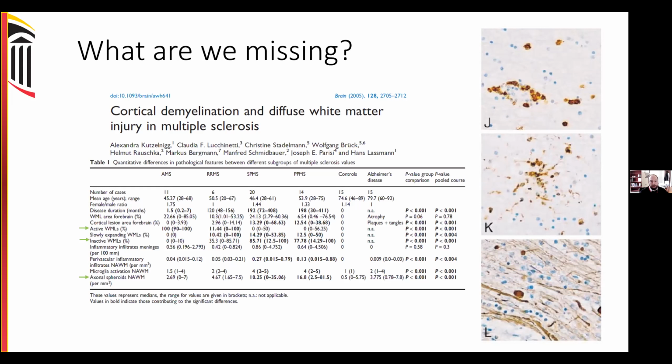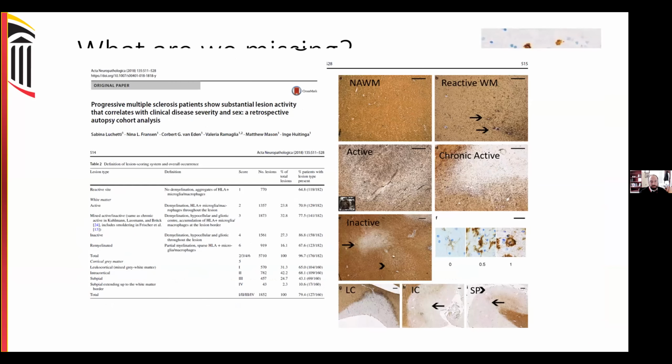So if you take a look at the pathology that's described here, cortical lesions, we didn't really talk much about cortical lesions when I was describing those MRI sequences. Slowly expanding white matter lesions is another thing that is of interest. Inflammatory infiltrates in the meninges are pretty ubiquitous in multiple sclerosis, but are not really described or visualized by those MRI sequences. Perivascular infiltrates in the normal appearing white matter. Microglial activation indicating some innate immune responses. These are all things, again, that are aspects of MS that are just not really adequately visualized with those sequences.